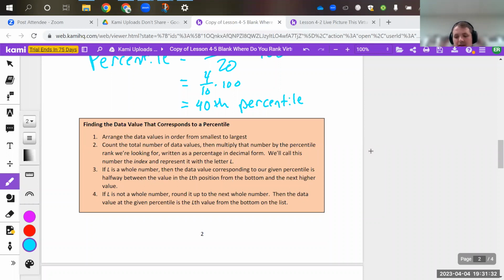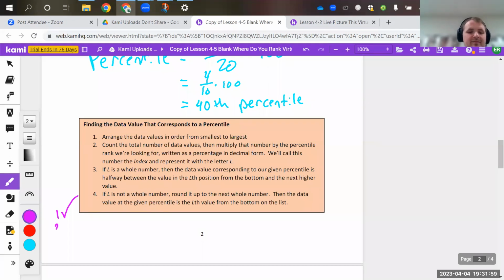So if I look at the data set and put it in order from smallest to largest, again, this is where Excel would probably be helpful. We're going to assume that I already did that. So for step one, it's already in order from smallest to largest, and we count the number of data values and then multiply that number by the percentile rank we're looking for. It wants you to call that L.